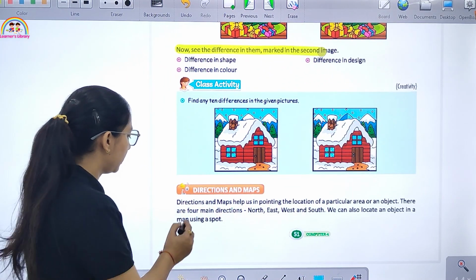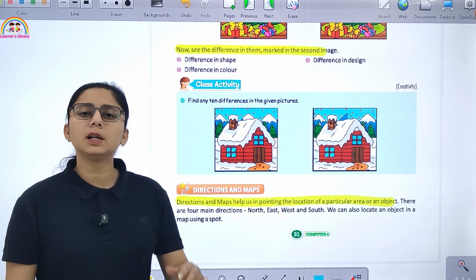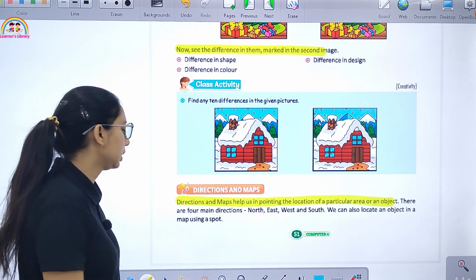Now direction and map. Direction and map are used for pointing the location. किसी particular area में आपको जब लोकेशन देखनी होती है किसी ऑब्जेक्ट की तो उसको हम क्या कहते हैं, डायरेक्शन.